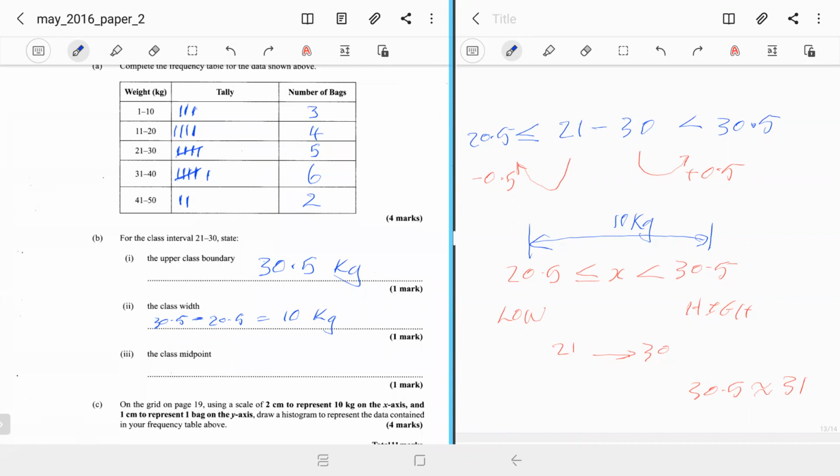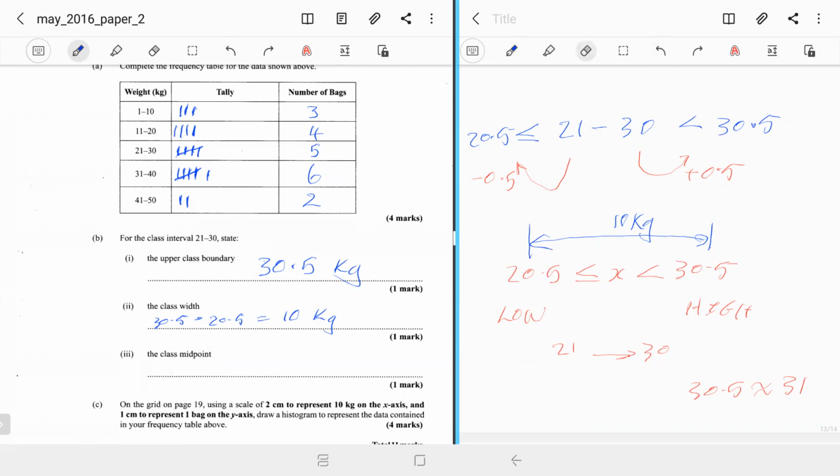That's the midpoint, guys. The midpoint is the average of these two values. The halfway mark between these two values is the midpoint. Similarly, it's the halfway mark between the 20 and the 30.5. So you can average these instead. By definition, it is the average of the two.